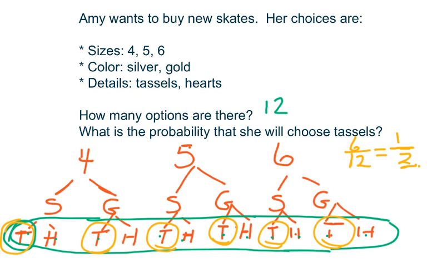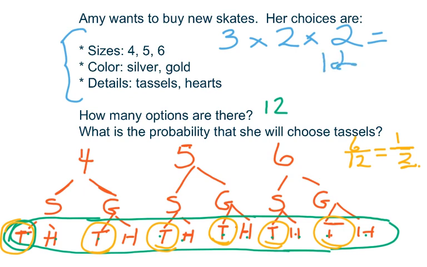Now, you could have gotten the number of options by just multiplying these 3 items up here. So how many sizes do you have? 3. Times how many colors? 2. Times how many details? 2. So you get 12. Doesn't that match this 12? It does. But it would be much harder to answer this question without making the tree. So that's why we like to make the tree, because we can answer detail questions.